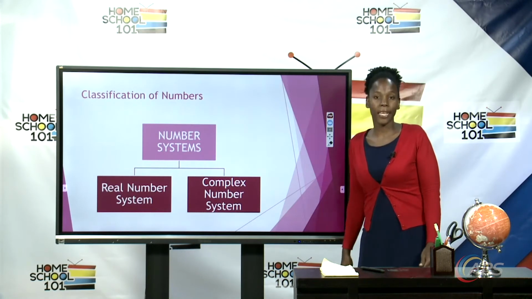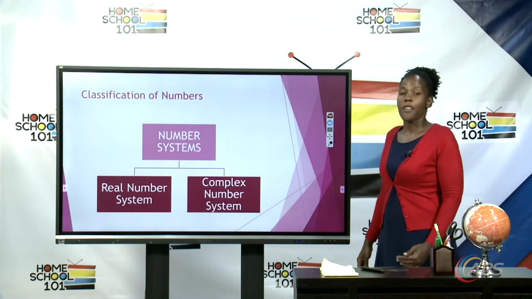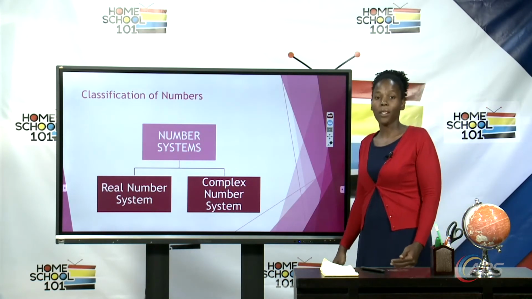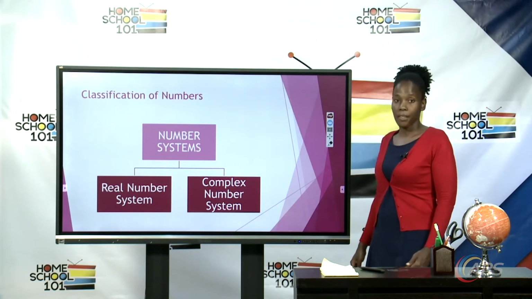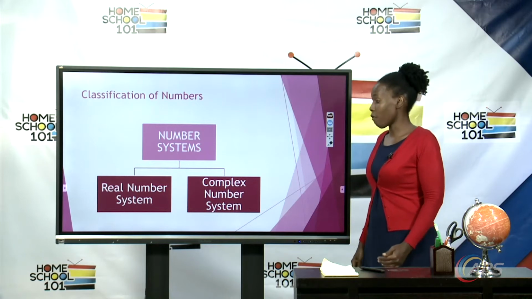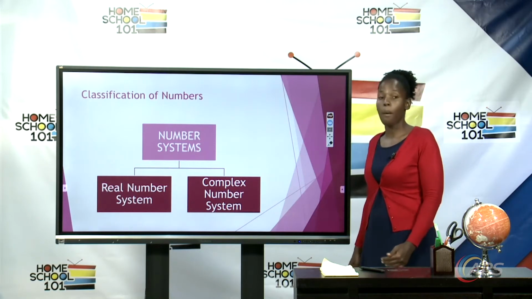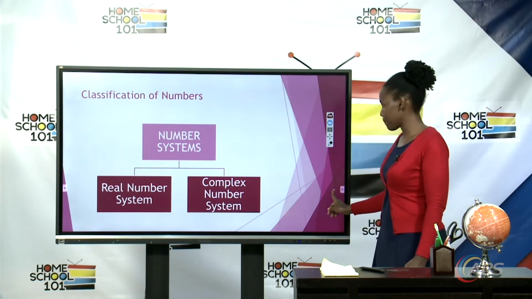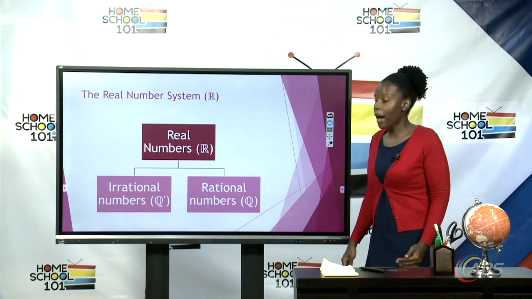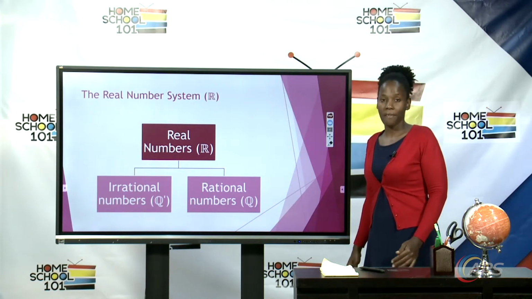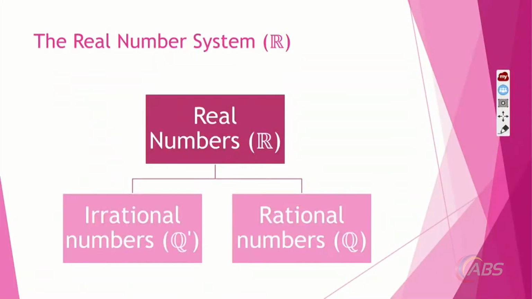In terms of classifications of numbers, numbers are classified into well-defined sets called number systems. The two number systems that we will focus on are the real number system and the complex number system. In terms of real numbers, denoted by the symbol R, real numbers are divided into two sets, the set of irrational numbers and the set of rational numbers. And what we will do is go through each of these individually.